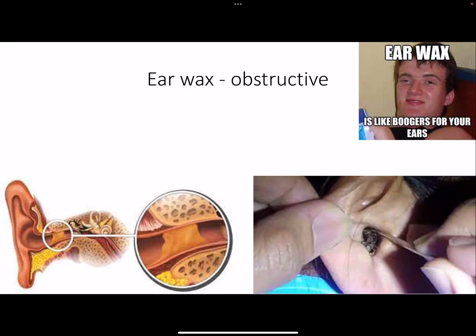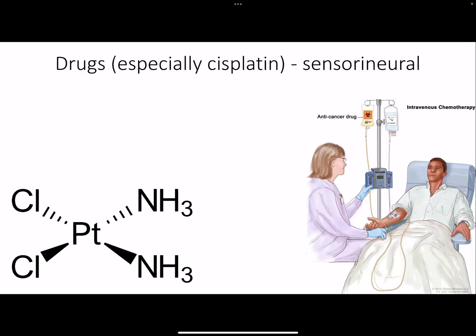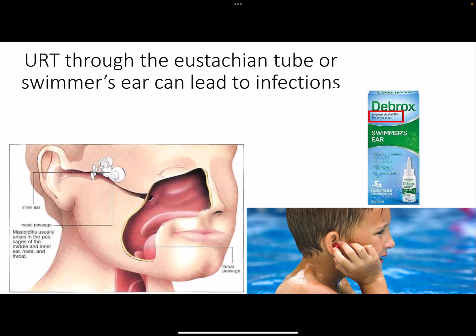Earwax is just going to be obstructive. If you've got too much wax in, sound has a hard time getting through. Drugs, especially cisplatin, cause ototoxicity. This is going to damage cranial nerve 8, so this is sensory neural hearing loss.